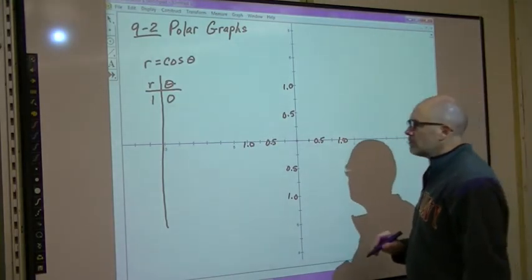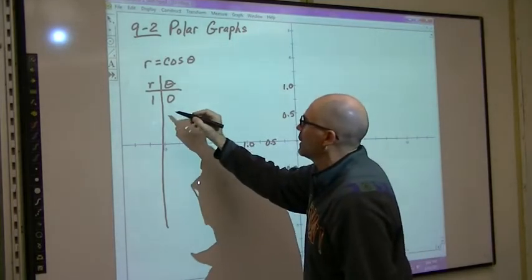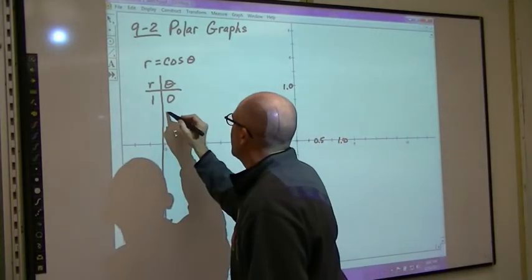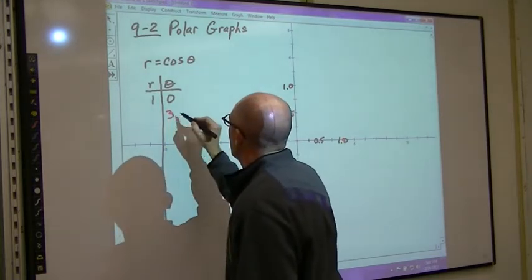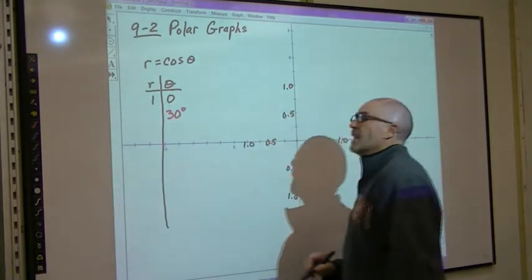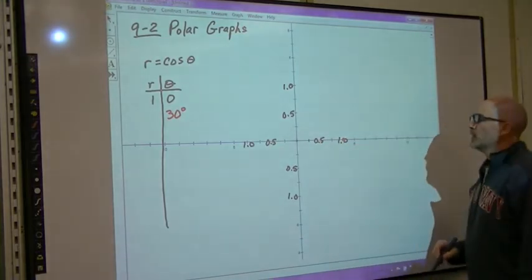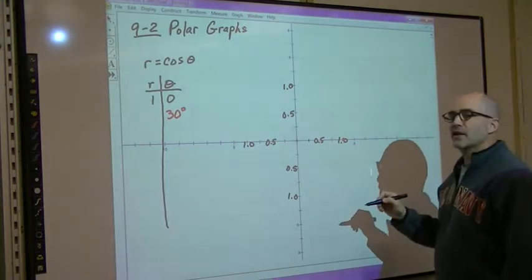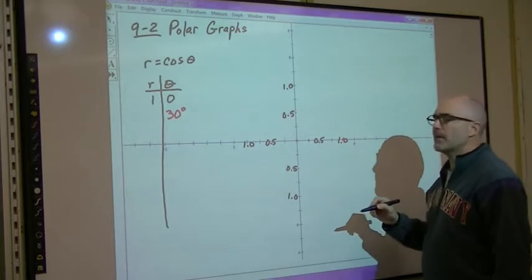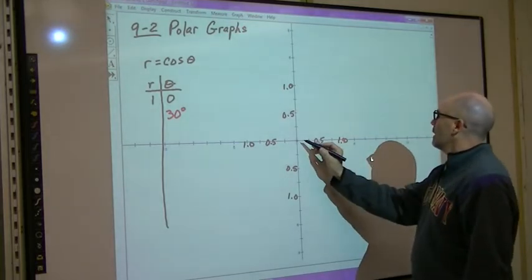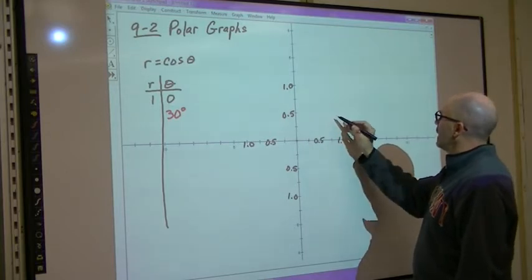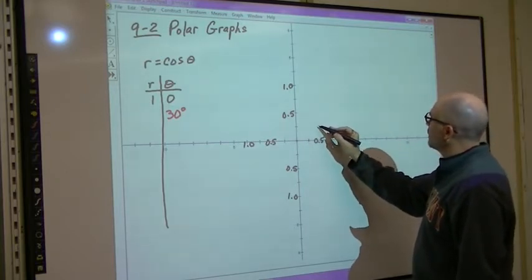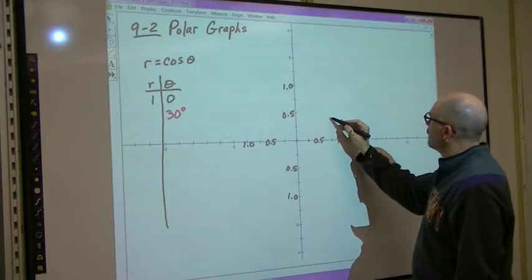Now, if I take 30 degrees, then I have, oh no. Now you know what, we're just going to do this in red, because I like it in red. Cosine 30 degrees is square root of 3 over 2, which is about 0.86. So we go with 30 degrees and 0.86. There's 0.5, there's 0.75, 0.86 would be right about there.